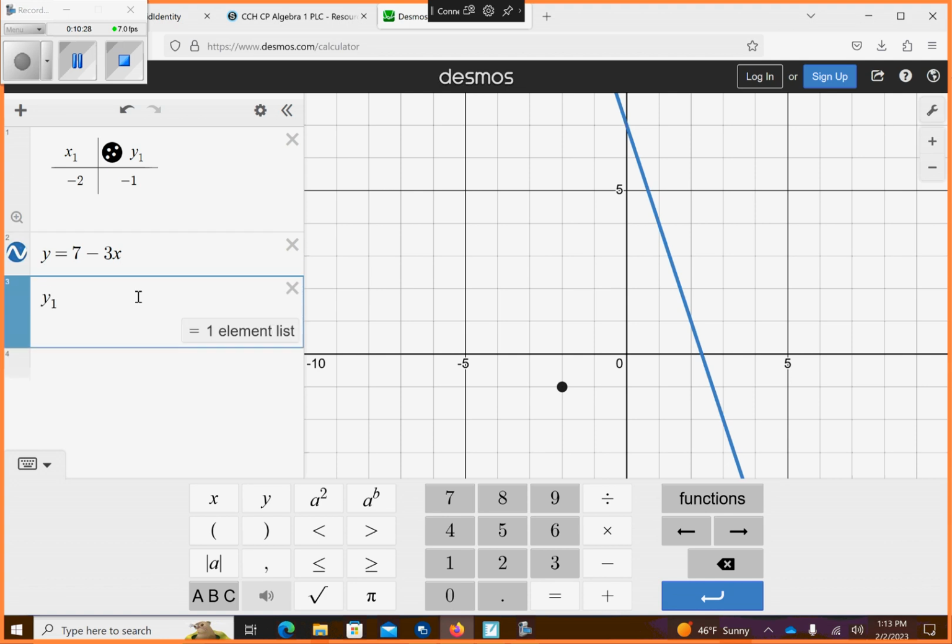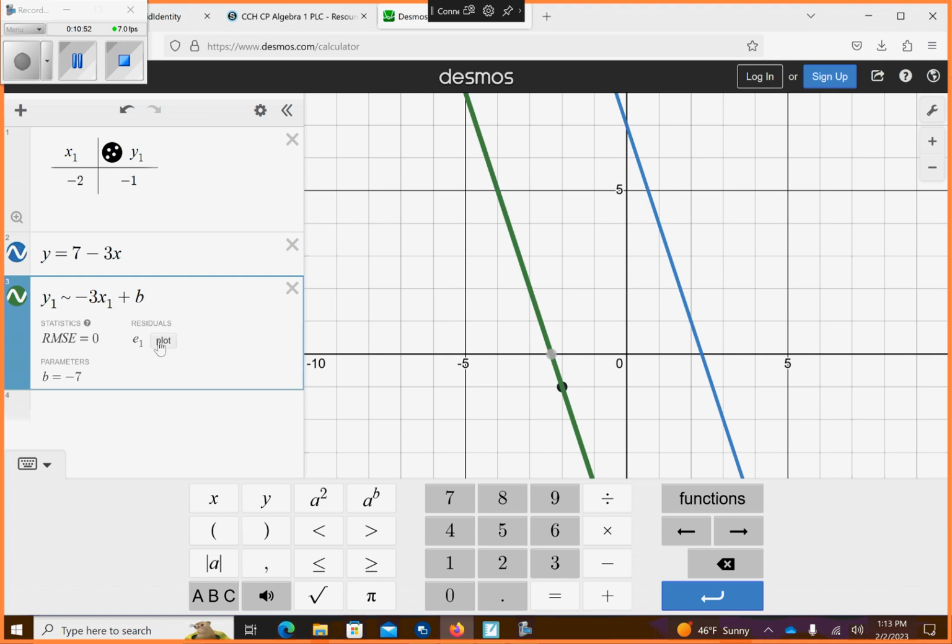So what I can do is I'm going to come down here and I go y sub 1 tilde, okay? What is the slope of my blue line? It's out of order, so be careful. -3. So I have -3x, and then I'm going to go plus b. Oops, it should have been x sub 1. Sorry, x sub 1 plus b. So the line y equals -3x minus 7 is the line parallel.